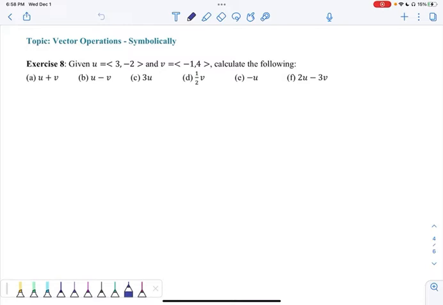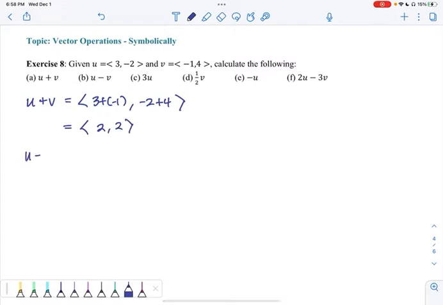So if we wanted to add two vectors together, in this case u plus v, how could we do that? Well, we're just going to add the components together. So we're going to add the first components together, in this case 3 plus -1, and then add the second components together, -2 plus 4. So this gives me 2, comma 2, and I'm done.